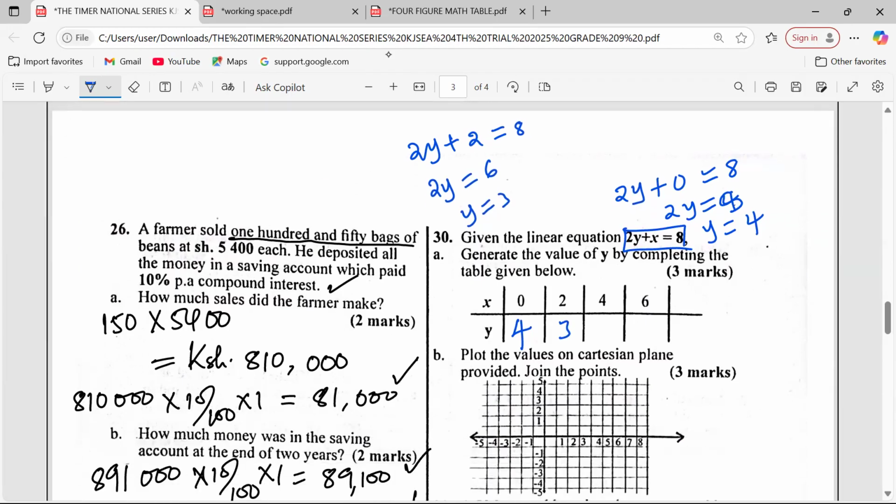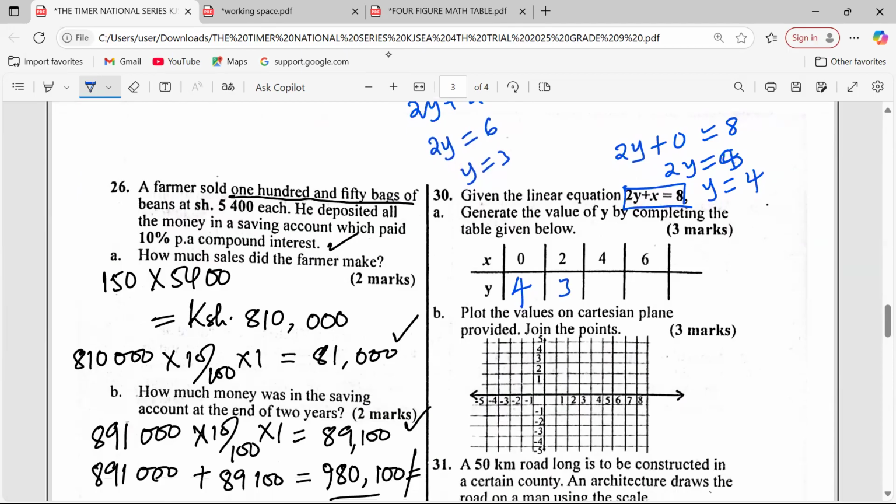Y becomes 3. Again, when x equals 4, what will be the value of y? We go back to our equation. Let me write it again so that I may substitute. 2y plus the value of x, which is 4, equals 8. So 2y equals 8 minus 4, which is 4. So y becomes, you divide through by 2, which gives us 2.